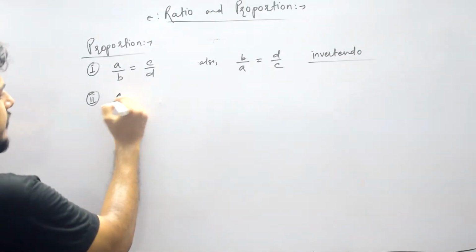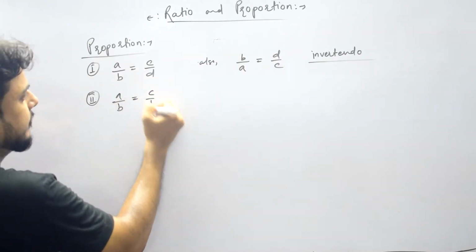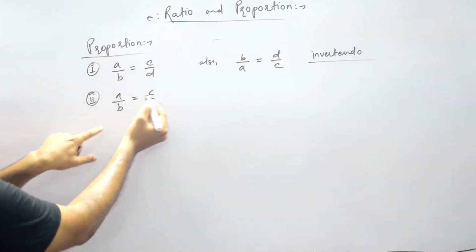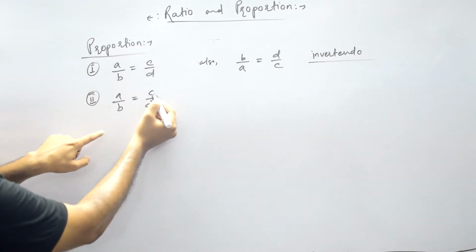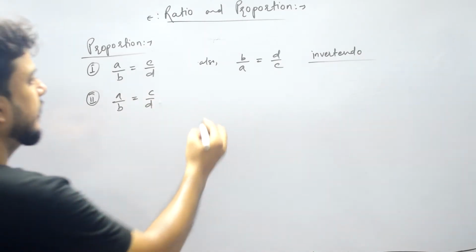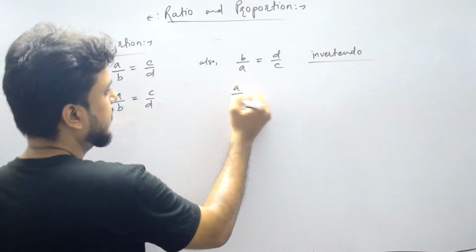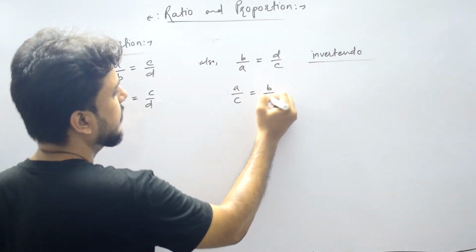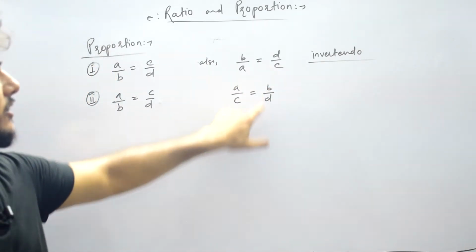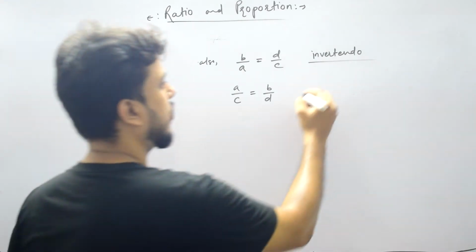Now the second one. Suppose again a by b is equal to c by d. If we cross multiply, we simply interchange the places of b and c. See, c will come here, b will go there. Then a by c will also be equal to b by d. This is known as alternando.